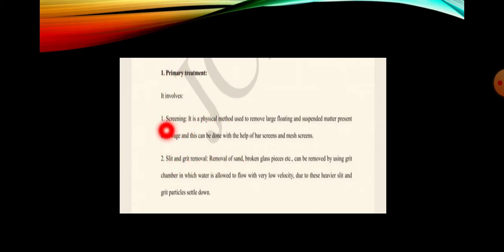It involves screening. It is a physical method used to remove large materials from the sewage, using bar screens and mesh screens. This is the process of primary treatment. Silt and grit removal: removal of sand and broken glass pieces. It can be done using grit chambers, in which water is allowed to flow at very low velocity, and the heavier silt and particles settle down.